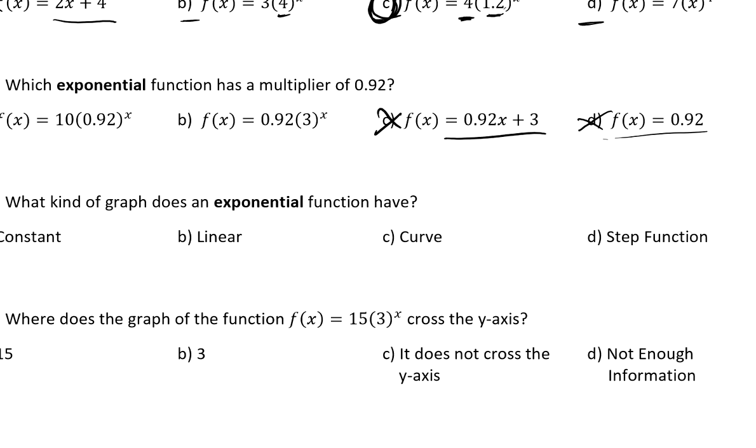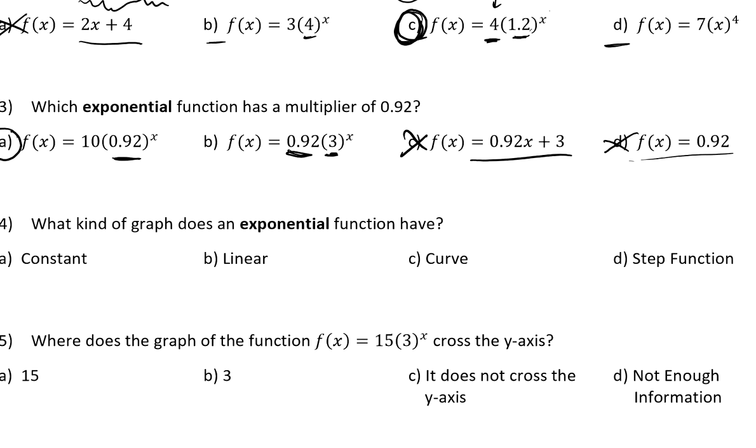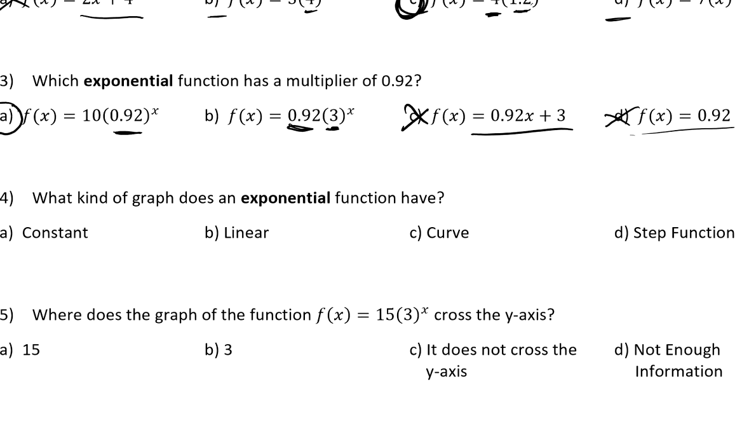For B, you can see our multiplier here is the number 3. We're not looking for that. We're looking for a multiplier of 0.92. It does have an initial value of 0.92, but that's not what we're looking for either. We're looking for a multiplier of 0.92. So that's choice A. Choice A has a multiplier of 0.92 and an initial value of 10.